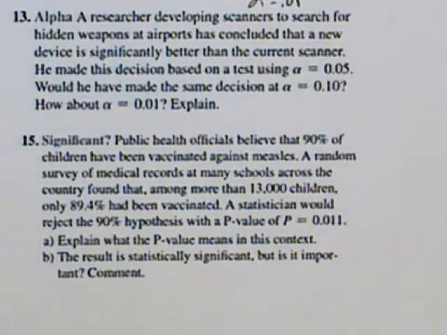For question number 13, write a null and an alternative hypothesis, and then decide when you would reject or fail to reject based on the information given.